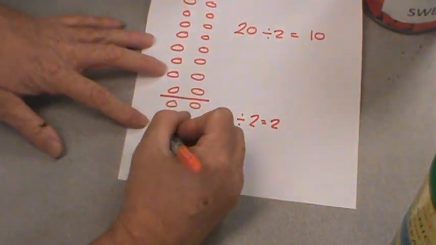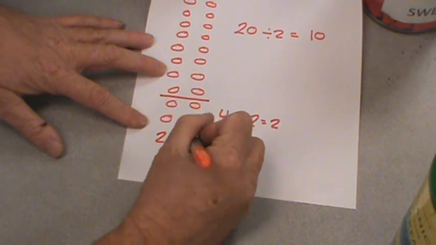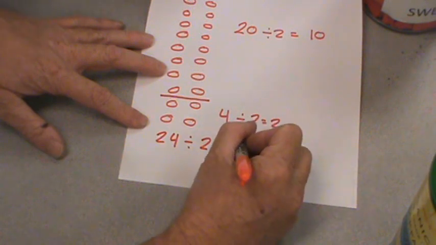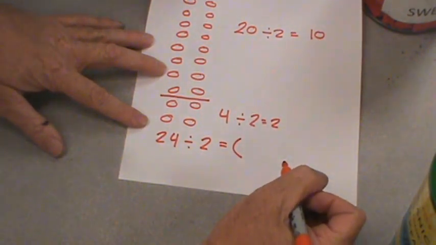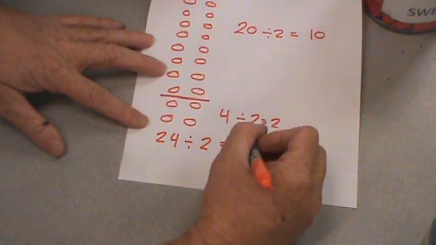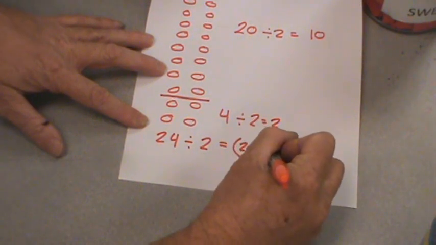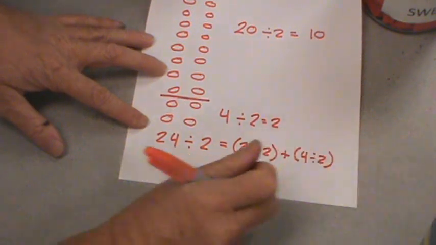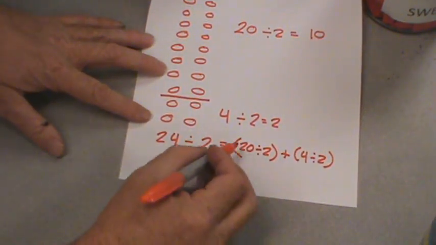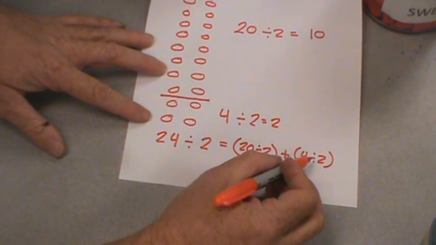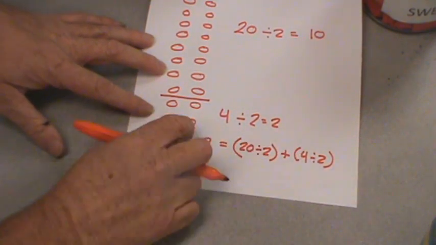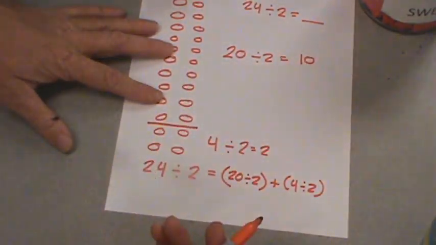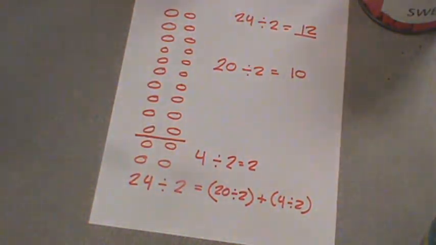So we could say over here that 24 divided by 2 equals parentheses. Math Mutt's asleep. I don't want him to wake up when I say parentheses. 20 divided by 2 plus 4 divided by 2. And once again, we're using the distributive property right here. 20 divided by 2, 4 divided by 2. So overall, we could say that 24 divided by 2 would equal what? Well, what's 10 plus 2, right? Be 12. And we proved that in our application problem.